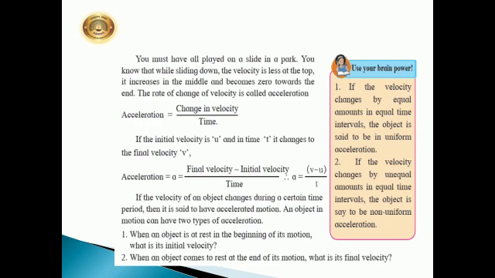It is a very important formula, and for all our lessons of Science 1, where we are going to study about motion, Newton's laws of motion, this formula is going to be very, very useful to us. So remember this formula. Now if the velocity of an object changes during a certain time period, then we say it has accelerated motion. Accelerated motion is of two types: one is uniform acceleration and the other is non-uniform acceleration.